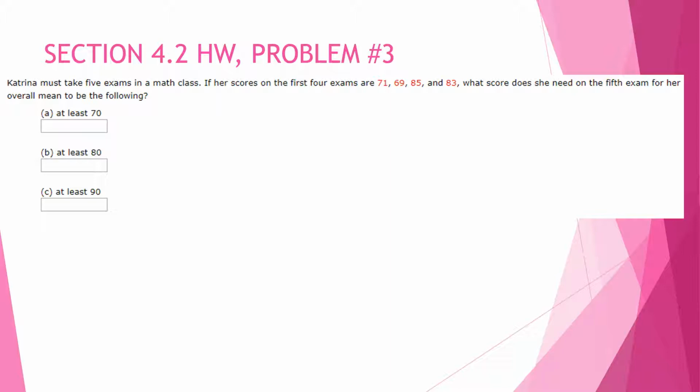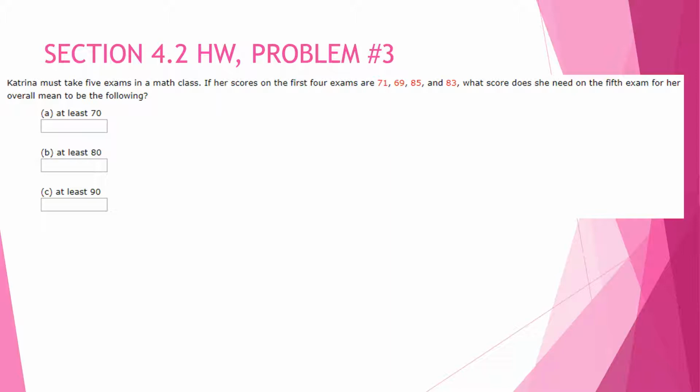Now, another reason that I chose this problem for the homework, even though it is a little bit different than what we've done in the notes, is because I think this is a useful skill to have. If you are a nursing major, which I know a lot of you are, a lot of times they want you to have a certain test average. So they may want you to have a 75 test average.